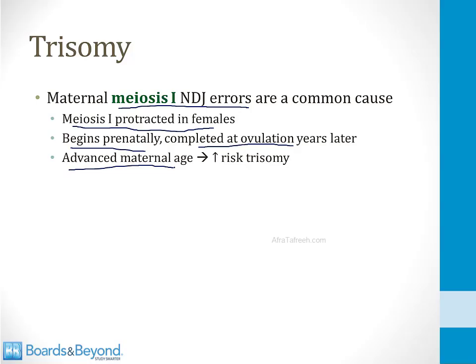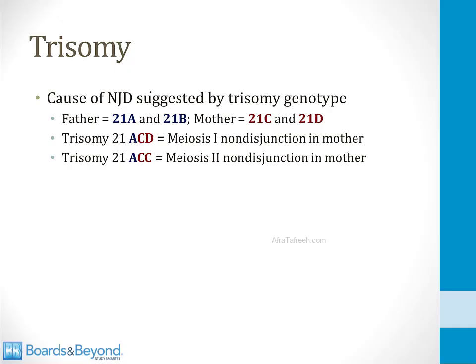When a baby is born with trisomy, the cause of the non-disjunction that led to the trisomy is suggested by the trisomy genotype in the child. To understand this, let's imagine that we have a father with two copies of chromosome 21, and we use genetic techniques to identify unique features of each chromosome 21, and we call one of the father's chromosomes 21A, and the other one we characterize and call 21B. We do the same thing for the mother and characterize her two chromosome 21s as 21C and 21D.